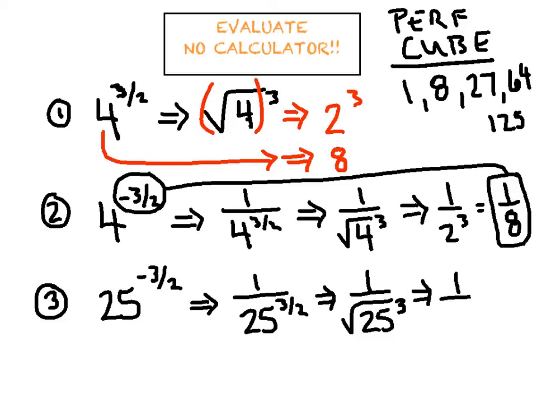Let's see, that's 1 over 5 cubed. Notice just like the last example, I evaluated the square root of 25 first, and then last but not least, our final answer is 1 divided by 125, and we just barely fit that on the screen. Okay, let's go get a couple.